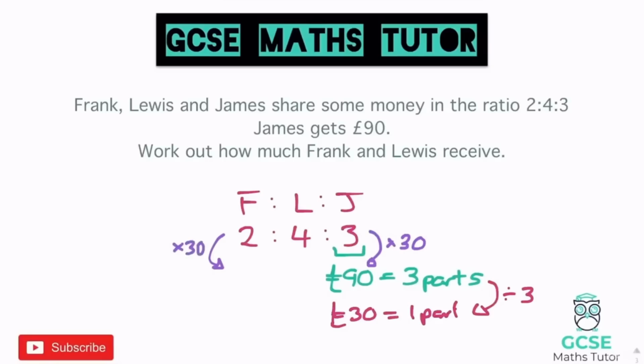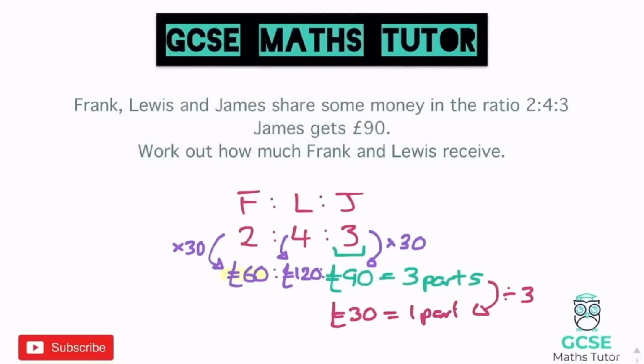So times that by 30, that would give us 60 for Frank. And timesing this one in the middle by 30 as well, 4 times 30 is 120, and that will give us 120 for Lewis. There we go, and that's all their values there. Obviously we can write that all down to the side. 2 times 30 is 60, 4 times 30 is 120, and 3 times the 30 is 90, but we already had that. There we go, so obviously we've answered how much they both got.